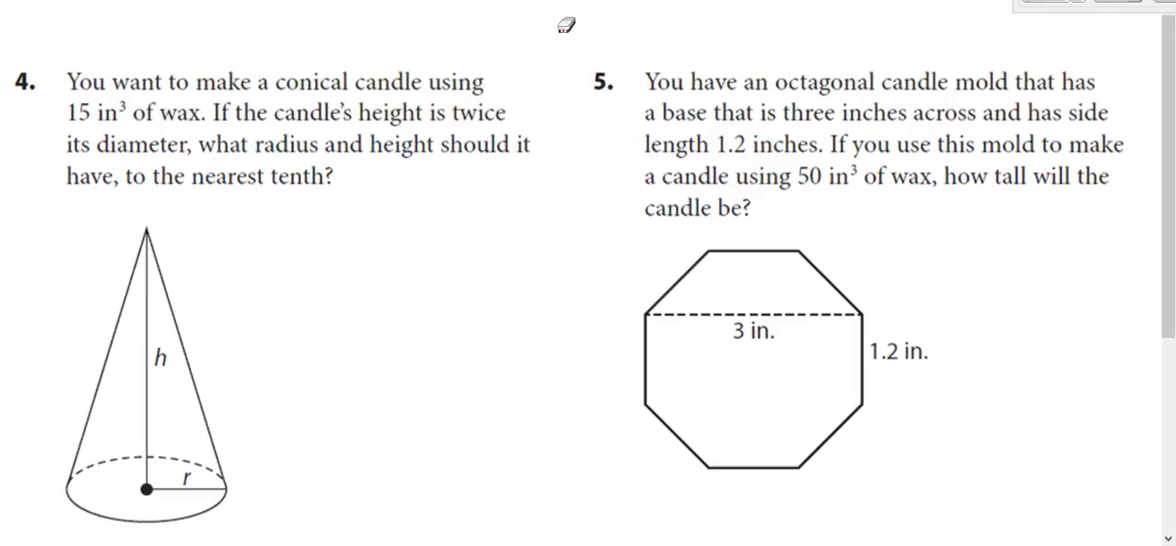Now we're going to make one that is a cone shape, conical, with 15 cubic inches of wax. The candle's height is twice the diameter. So diameter is 2 radii, but the height is supposed to be 2 diameters. So that's 2 times 2r, which would be 4r, is going to be our height.